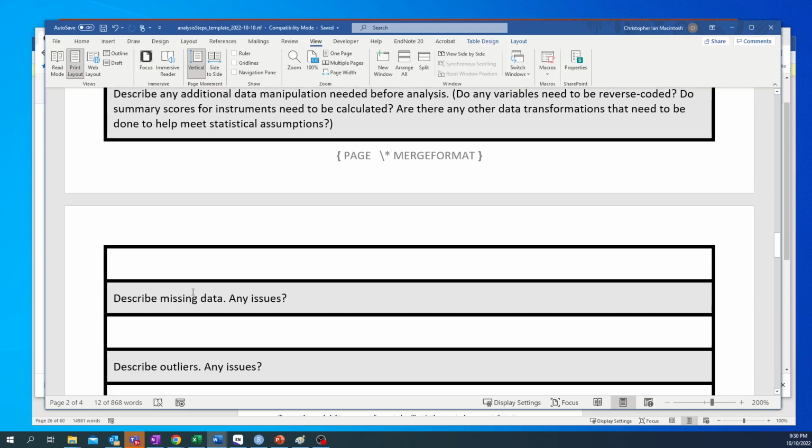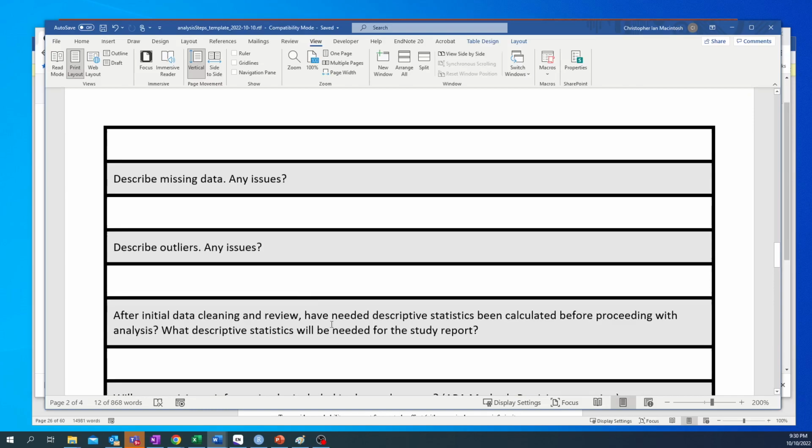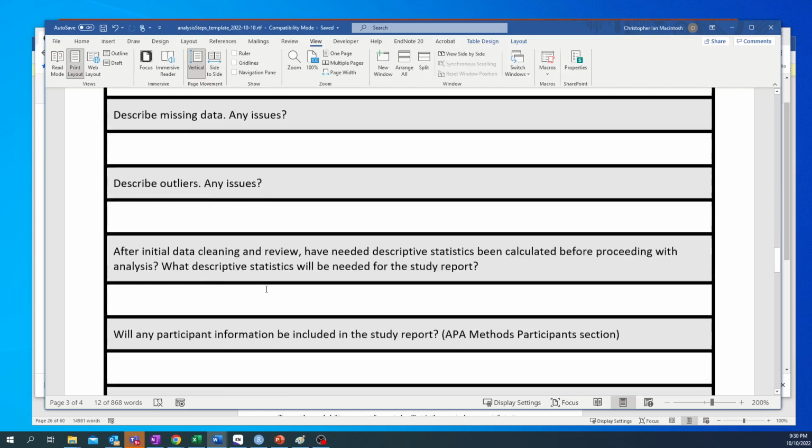You should look at missing data and the patterns of missing data and describe any issues and what you're going to do about them. We will not get into the complexities of missing data very much in this course, but be aware that is something important to look at. Describe outliers, and those are extreme values in your data set. Do you have any issues, and what are you going to do about them?